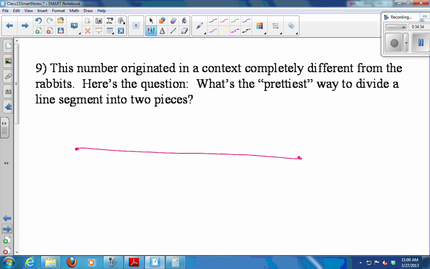So the answer is, the ancient Greeks actually decided that we should make this cut in such a way that... Draw it again. I'm going to make the cut, say, right here. And let's just pretend that this thing has length 1 unit. So if this whole thing is length 1, then I'm going to have this piece be x, and this piece would be 1 minus x.